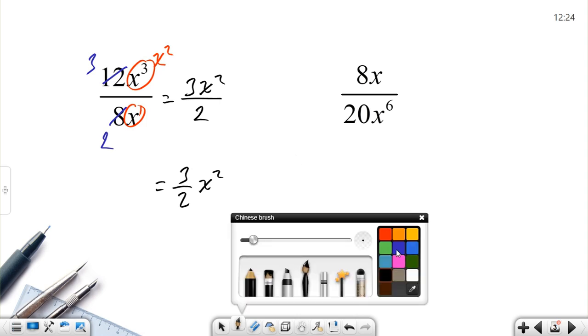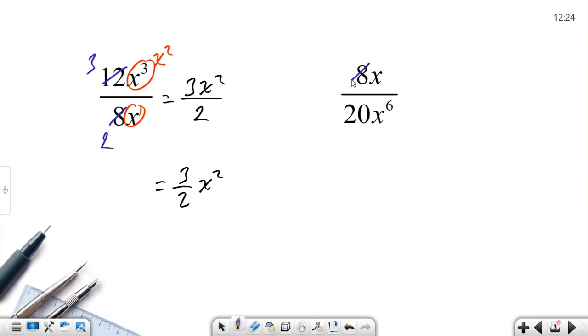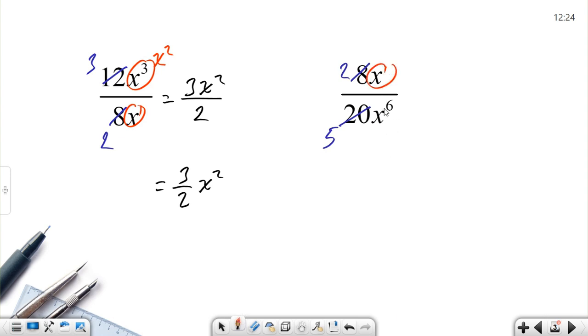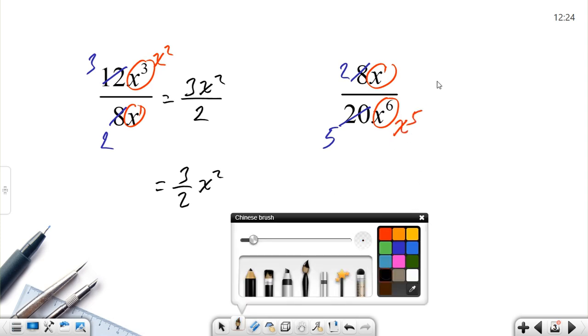Let's check the second one. Again we can simplify 8 and 20. Again we can simplify by 4. Okay, interesting. 8 divided by 4 is 2. 20 divided by 4 is 5. Let's check the variable. We have x. If it is only x, the power is 1 here. x power of 6, as you see, is at the denominator. 6 minus 1 is 5. x power of 5 will be at the denominator.